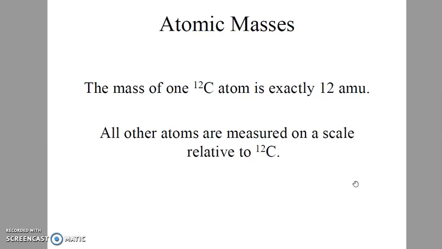Okay, now we're going to talk about the mass of the atom. So the mass of one carbon-12 atom with its 6 protons and 6 neutrons is exactly 12 atomic mass units. So we assign the number 1 to a proton and 1 to a neutron in carbon-12, so its mass is exactly 12. All other atoms are measured relative to carbon-12. So carbon-12 is the basis for the atomic mass unit. That's where the atomic mass unit came from.